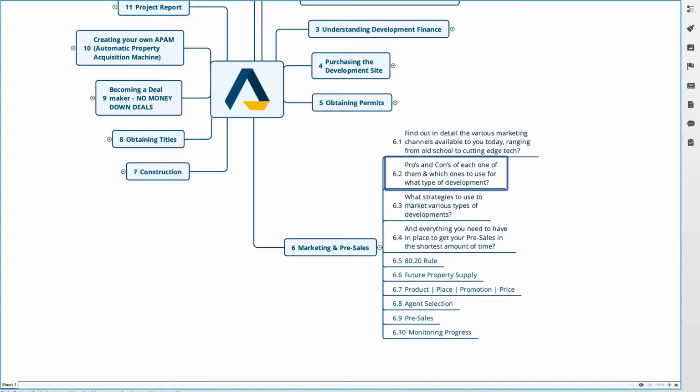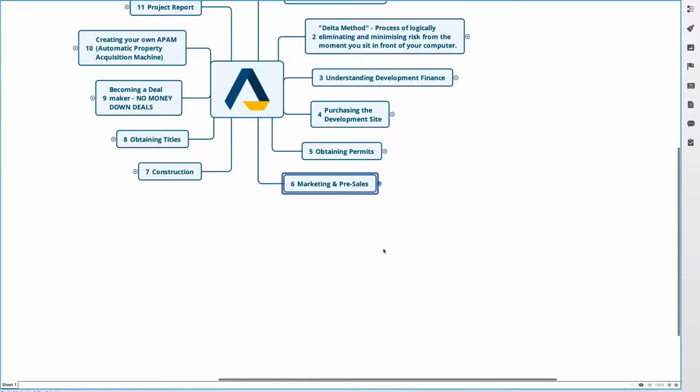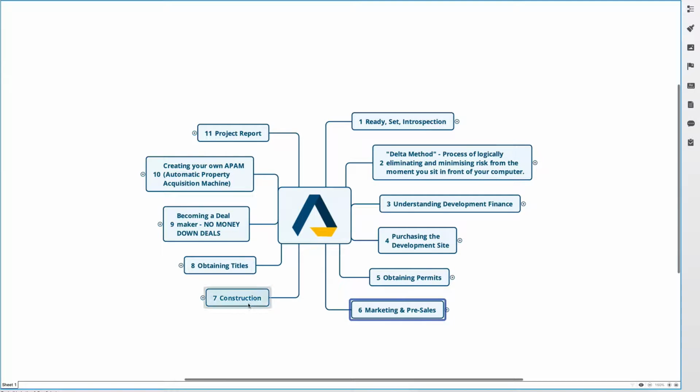Pros and cons of each one of them, and which ones to use for what type of development, what strategies to use to market various types of developments, and everything you need to have in place to get your pre-sales in the shortest amount of time. We talk about different 80-20 rules, future property supply, product, place, promotion, price, agent selection, pre-sales, and monitoring your progress once your development is actually marketed and put online.